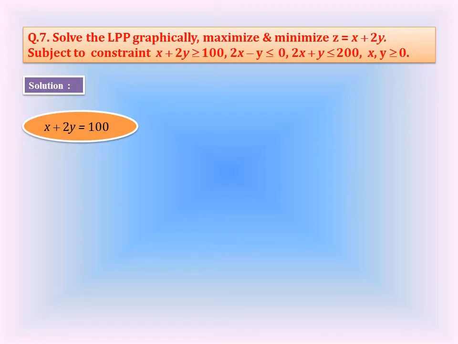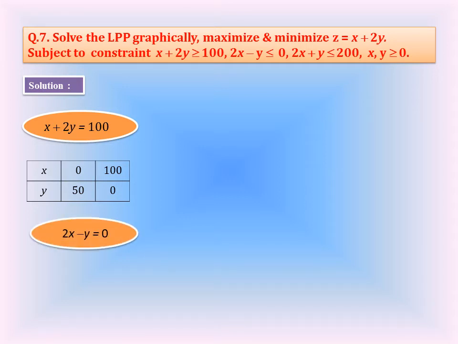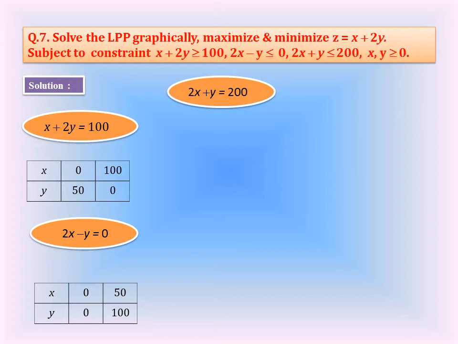Considering the first equality, that is x plus 2y equal to 100. When we substitute x equal to 0, we get y equal to 50, and when y equal to 0, we get x equal to 100. Now we need to consider the second equality. When we substitute x equal to 0, we get y equal to 0. On the other hand, when y equal to 0, we again get x equal to 0. Hence, we need to consider an arbitrary point, that is when x equal to 50, we get y equal to 100. And next, the third equality, that is 2x plus y equal to 200.